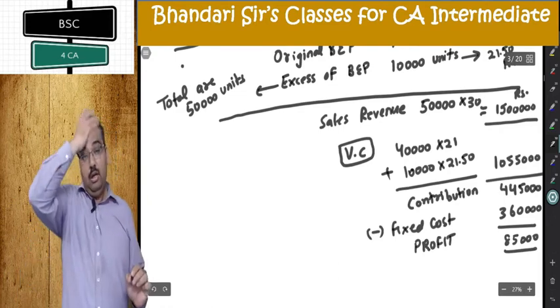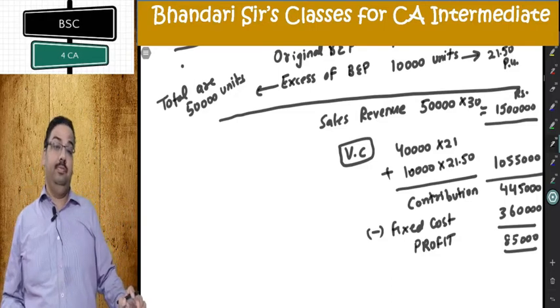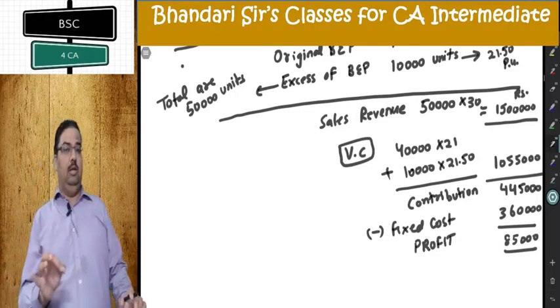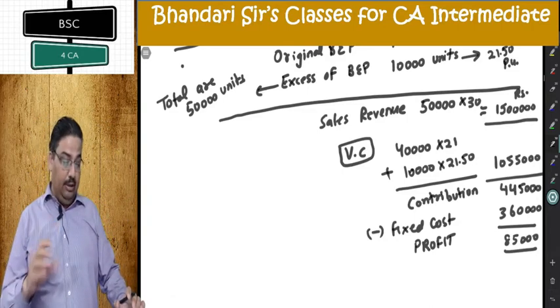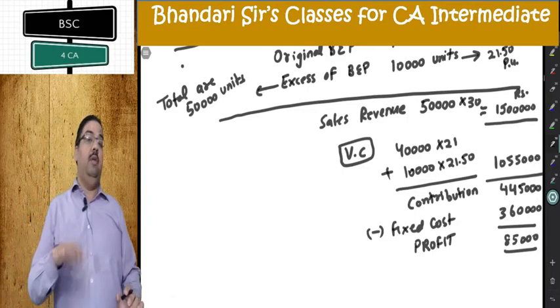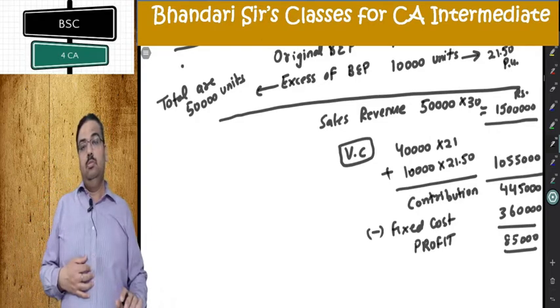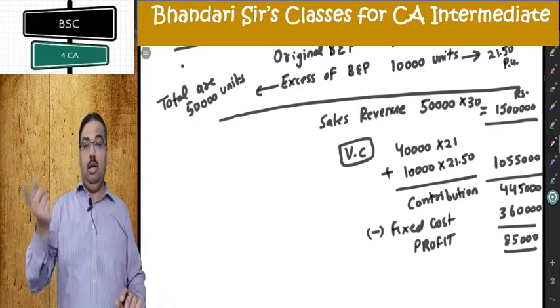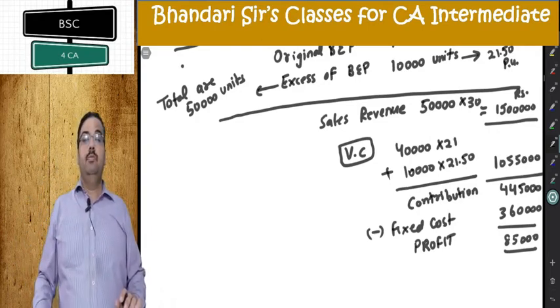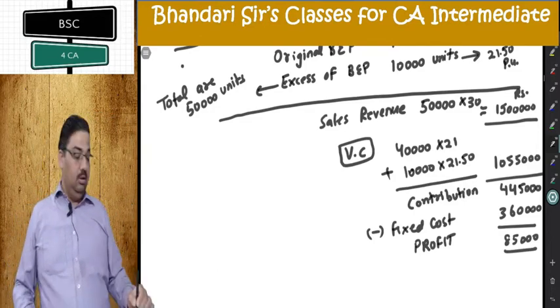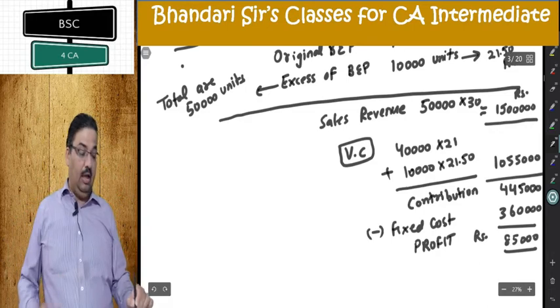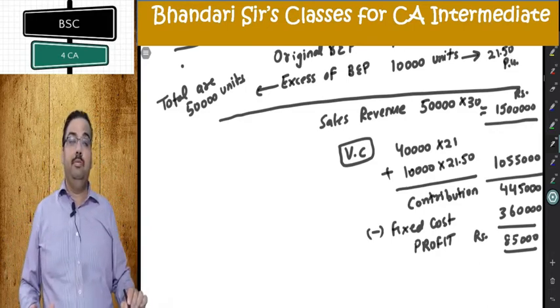Now let me tell you, there are shortcuts to verify this also. Till 40,000, no profit, no loss, break-even point. After that 10,000 units, you are getting contribution of 8.5 per unit. What is 8.5? 30 minus 21.5. 8.5 per unit on 10,000 units makes 85,000. That is a checking that I can do in this question on my own. I hope this one is clear.